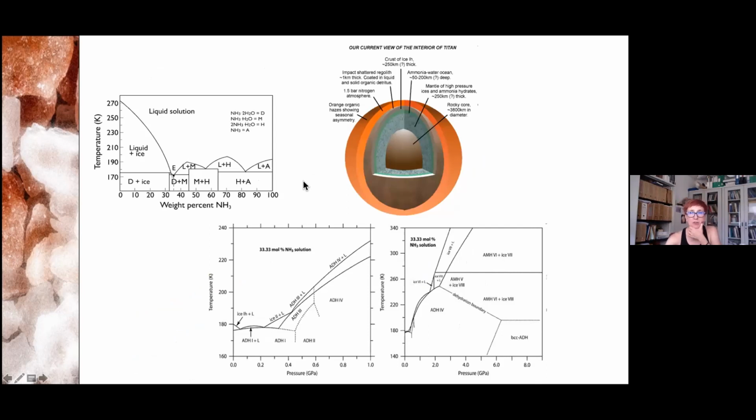Another important compound apart from magnesium sulfate is ammonia, which has been suggested to be present in Titan to maintain the liquids in the ocean, because the melting point of this compound is, you have here, 176 Kelvin, minus 97 degrees Celsius.